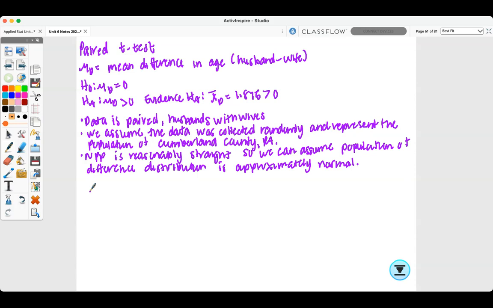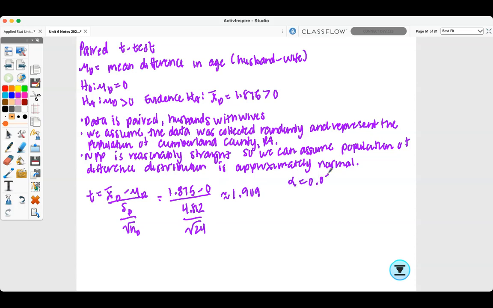So now we're going to find t. Our formula is the mean of the differences minus the population mean of the differences all over the standard deviation of the differences divided by the square root of the number of differences we have. So we'd have 1.875 minus 0 all over 4.812 divided by the square root of 24. We get about 1.909. Our alpha level is 0.05. Our degrees of freedom is 24 minus 1, which equals 23.